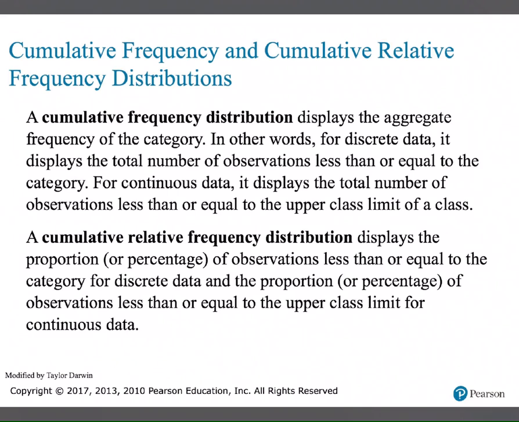It says, a cumulative frequency distribution displays the aggregate frequency of the category. So basically, for discrete, it displays the total number of observations less than or equal to the category. And for continuous, it displays the total number of observations less than or equal to the upper class limit of a class. For relative frequency, we display the proportion of observations less than or equal to the category and the proportion of observations less than or equal to the upper class limit. So I'm going to show you on the next slide how we would obtain that information.